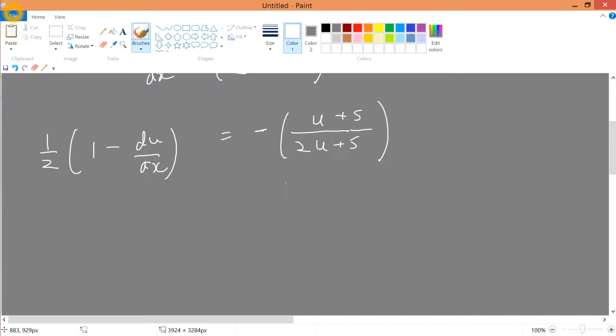Right? So it's still kind of weird. How do I rearrange this thing? It's pretty weird. Let's write half minus half du dx. I shouldn't have factorized out. Yeah, but I'll just have minus u minus 5, 2u plus 5, right? And now things start to get a little more tricky, or maybe I shouldn't do that, just leave it as that.